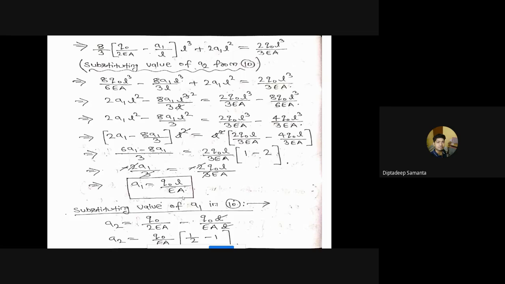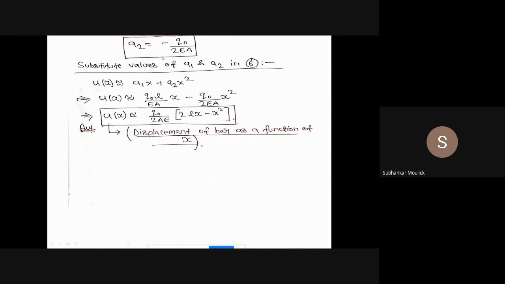Yes, sir. Fine. I am not discussing these steps because these are simple mathematics. You have to factorize it, multiply, divide, and add. So I am not discussing these steps. Just solve it. You will get the value of A1 as well as the value of A2.